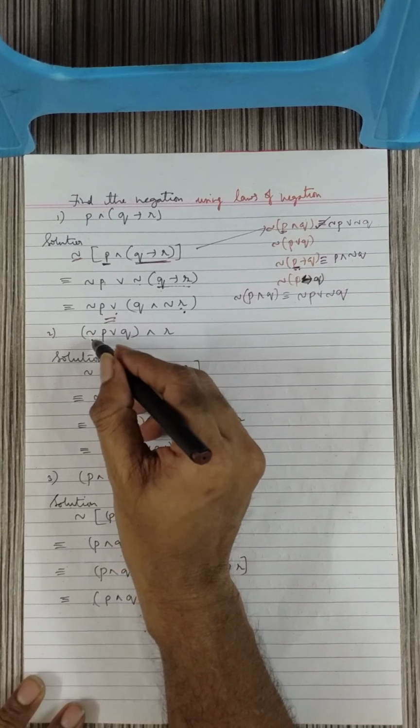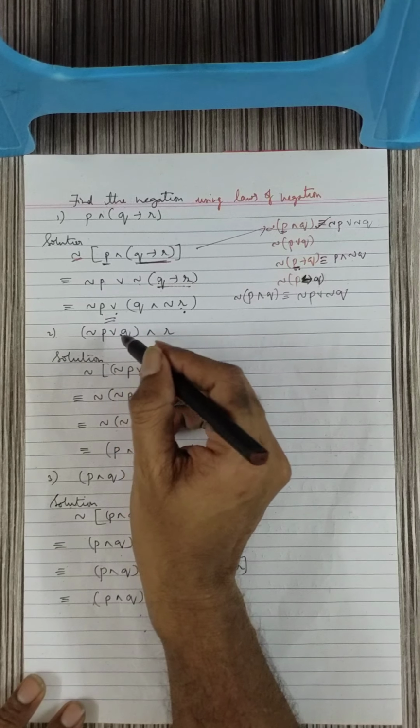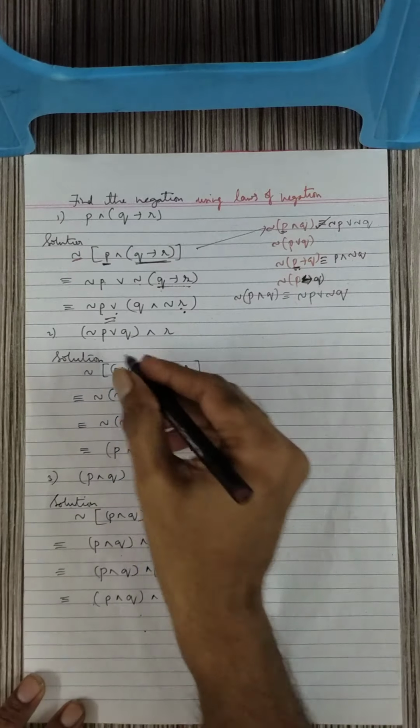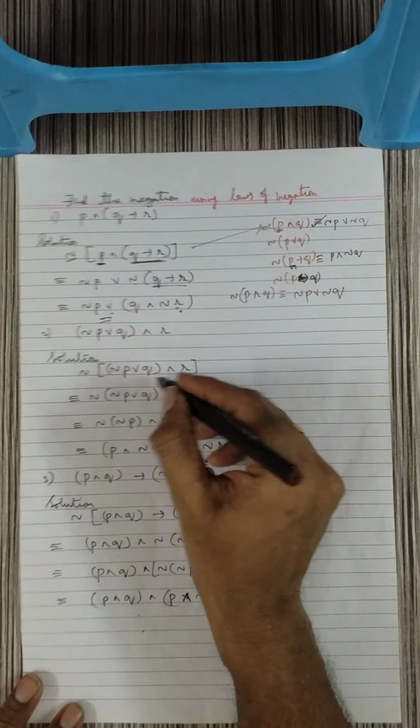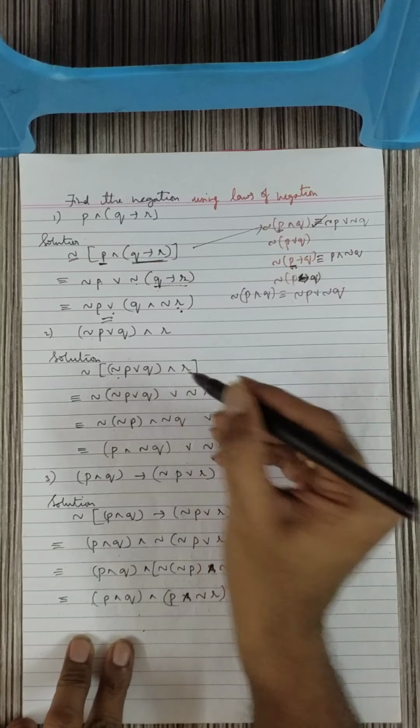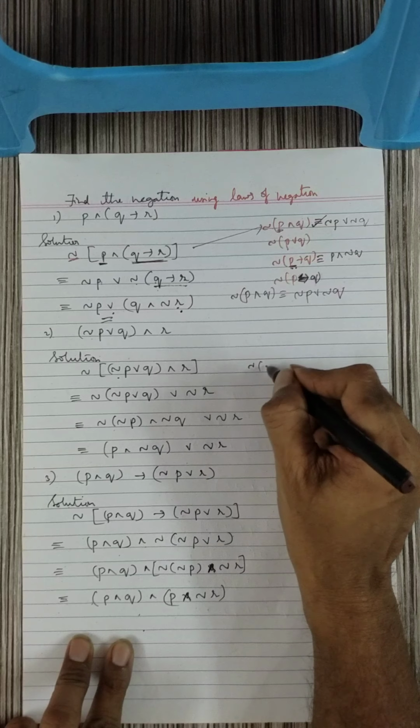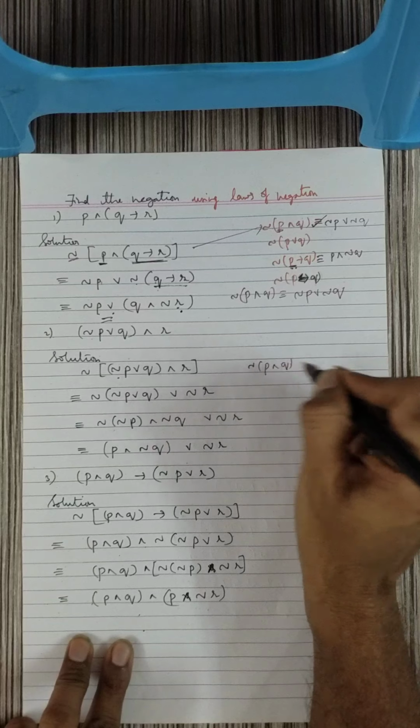The second sum is to find the negation of negation P or Q and R. So we copy the question and put a negation outside the bracket. Now the question is again of the form negation of P and Q.